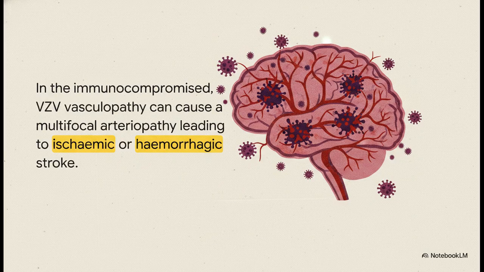It can actually extend into a multifocal arteriopathy, causing an actual ischemic or hemorrhagic stroke. Let me say that again, a stroke. If an RHS patient starts developing focal neurological deficits beyond the cranial nerves, you must actively look for central involvement. It elevates the clinical stakes significantly and obviously completely changes your entire management plan.